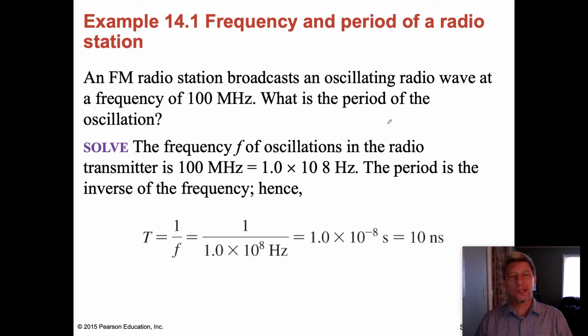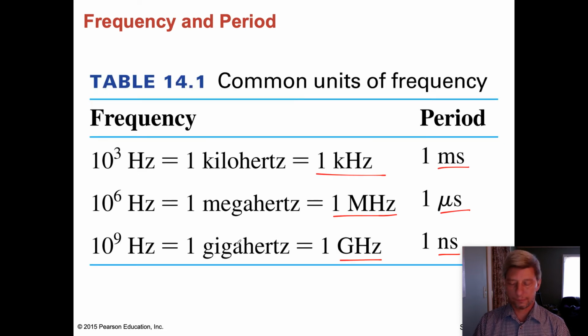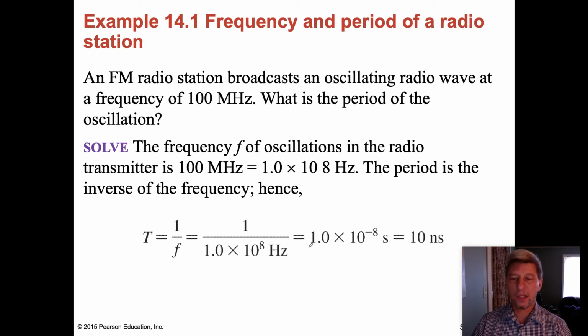All right, so let's try an example problem. An FM radio station broadcasts an oscillating radio wave at a frequency of 100 megahertz. What is the period of the oscillation? Well, this is a fairly straightforward problem. The period is equal to 1 over the frequency. Therefore, 1 over 1 times 10 to the 8th hertz gives us 1.0 times 10 to the negative 8th seconds. All right, and that is on the order of magnitude of 10 nanoseconds.